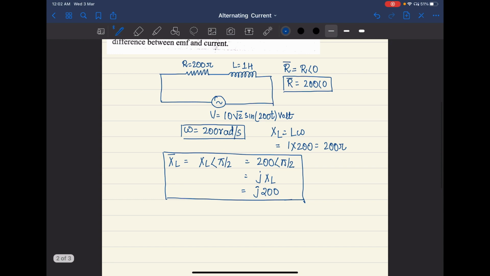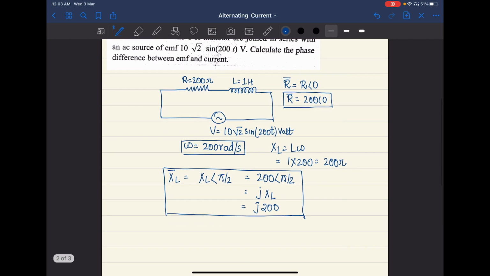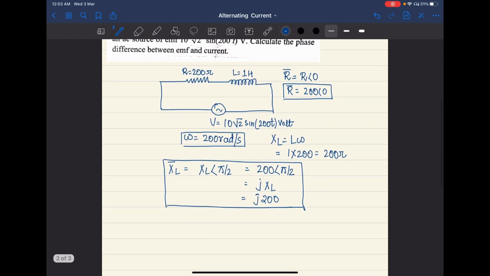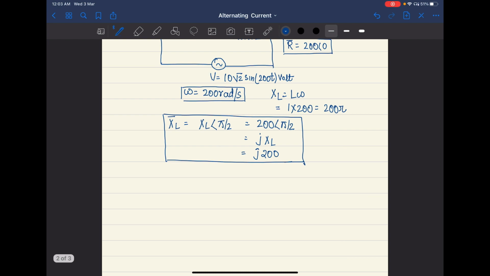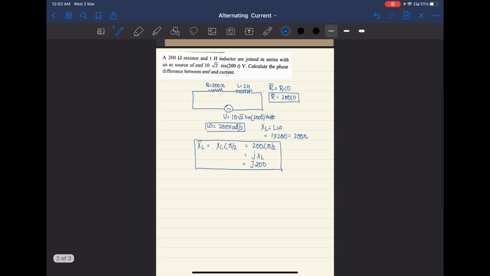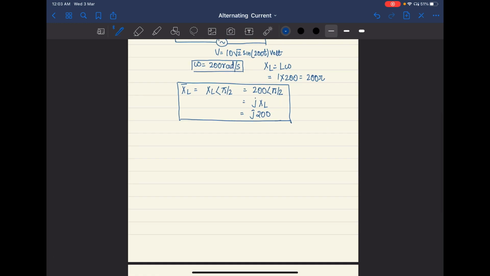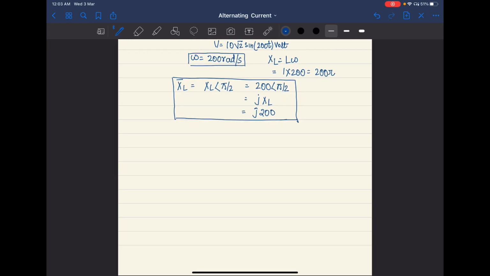Now we have calculated everything in terms of phasors. So now we'll try to calculate the impedance of this circuit. The impedance phasor is the Z phasor, which we'll try to write.